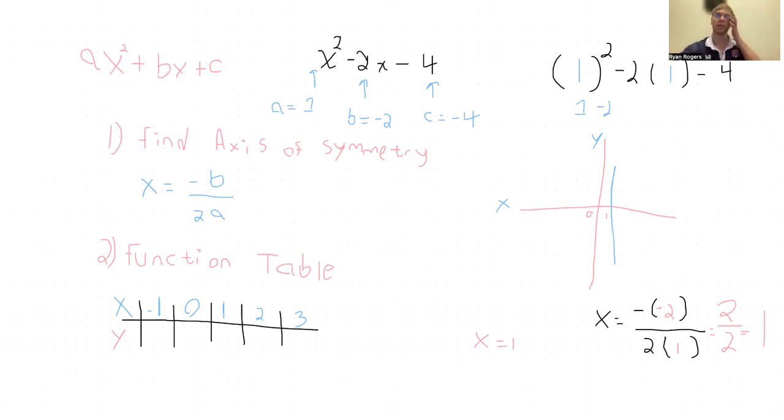So that is going to be 1 minus 2 plus a negative 4. So it's going to be -5. So that means that I'm going to put -5 right here.